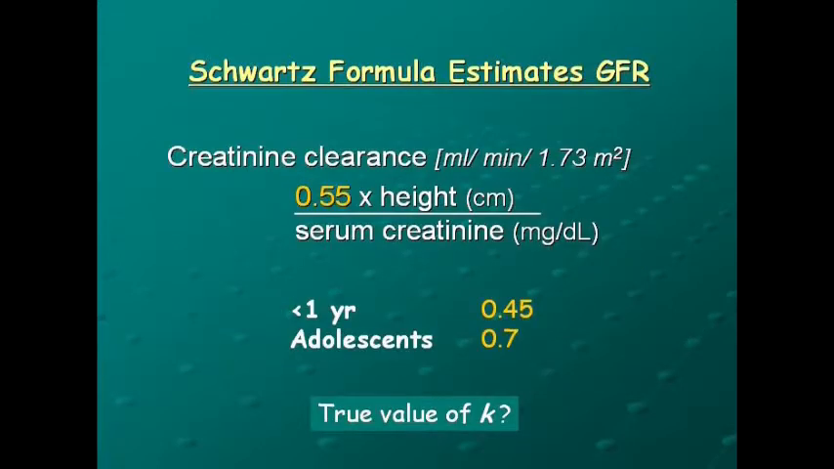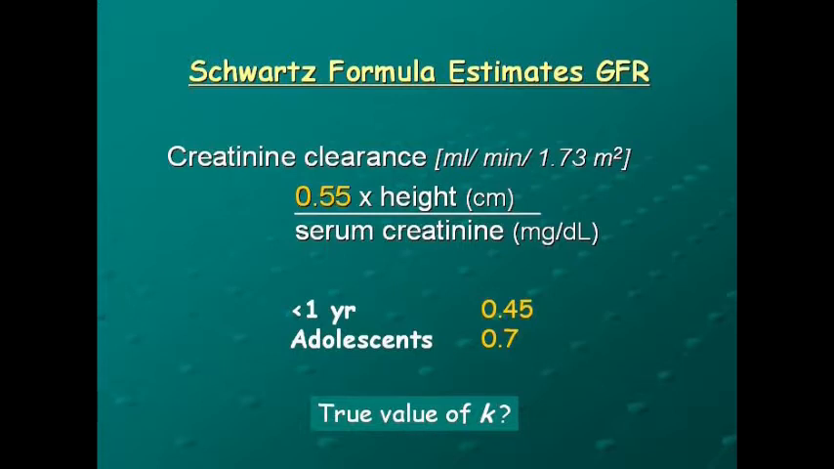Now, when we are evaluating these patients on an outpatient basis, we use the Schwartz formula to estimate the glomerular filtration rate. You are all aware of this formula, which uses a constant multiplied by the patient's height divided by the serum creatinine. It was given almost 2.5 to 3 decades back, and there are different constants for infants as well as for adolescents.